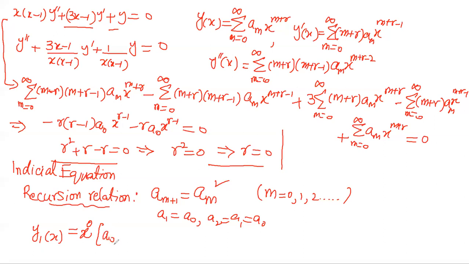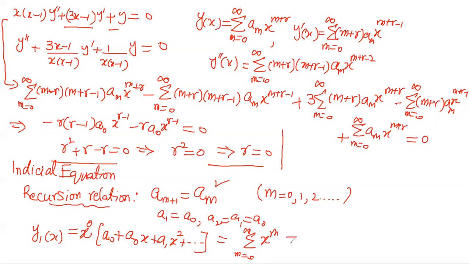a0 will be the arbitrary constant, and then it is equal to a0 x plus a1 x squared, and then so on. So we can write this equation as the sum from m equals 0 to infinity of x to the power m. It is simply the summation of x to the power m.